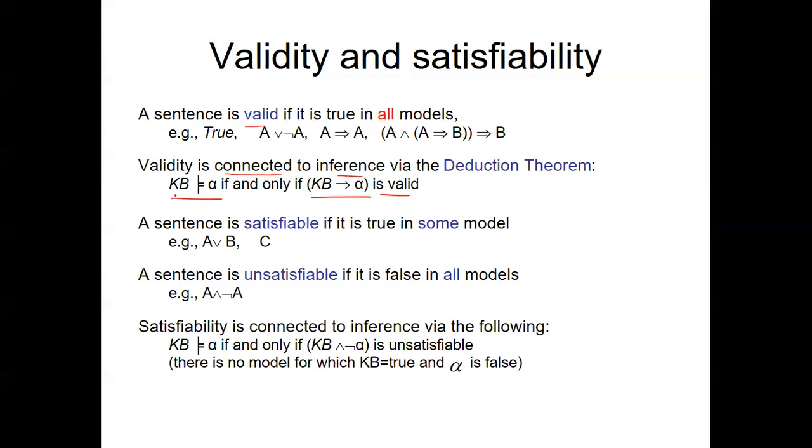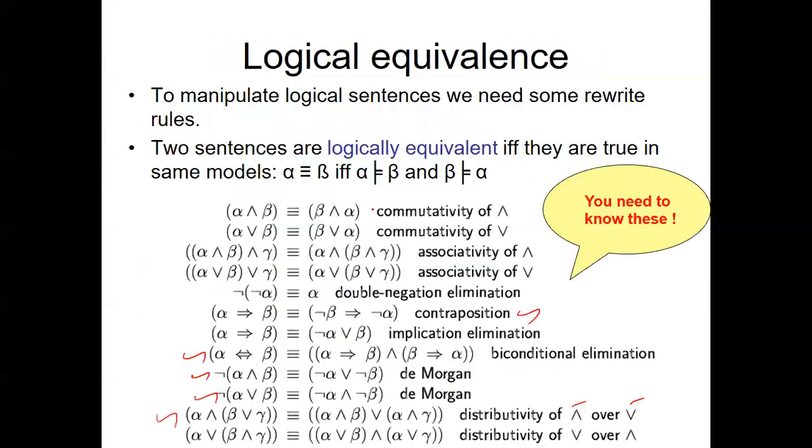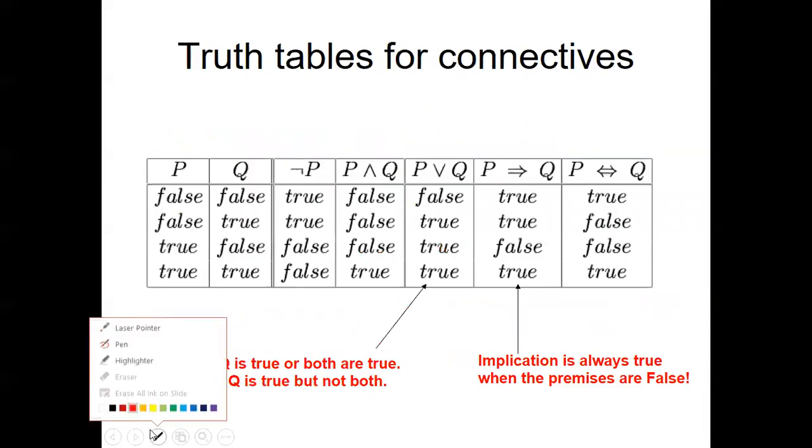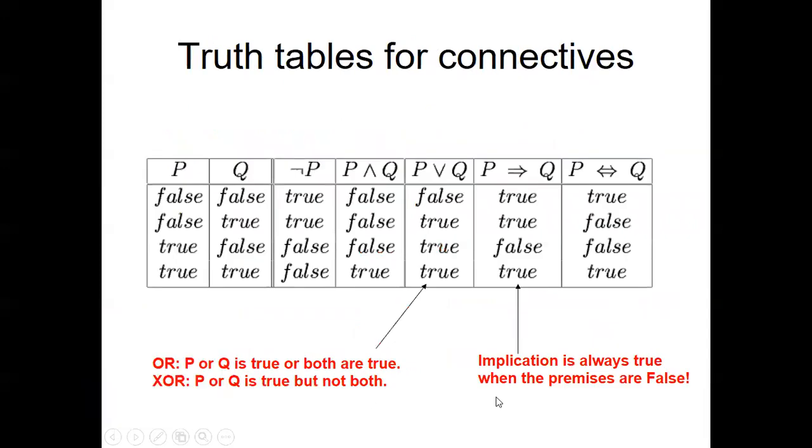So we can say that KB entails alpha if and only if KB implies alpha. So what does it mean? You know what KB is, and you know what implication is. Implication will be false only in the case when P is true and Q is false. Only in this case it will be false. In all other cases it will be true.